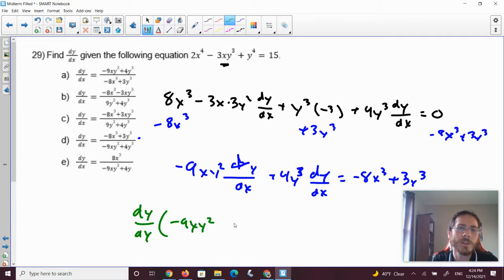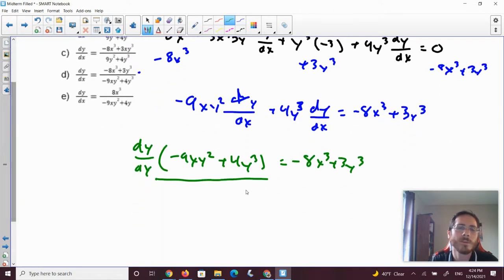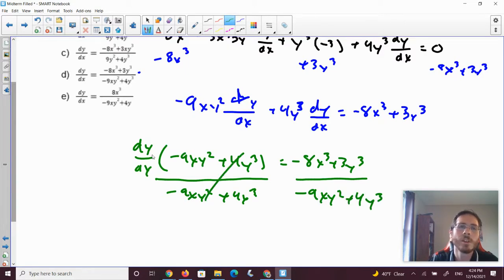Negative 9xy squared plus 4y cubed equals negative 8x cubed plus 3y cubed. Divide both sides by negative 9xy squared plus 4y cubed. Negative 9xy squared plus 4y cubed. And we hit exactly D. So yeah, it did end up being D.